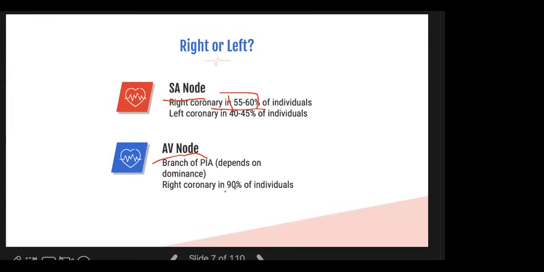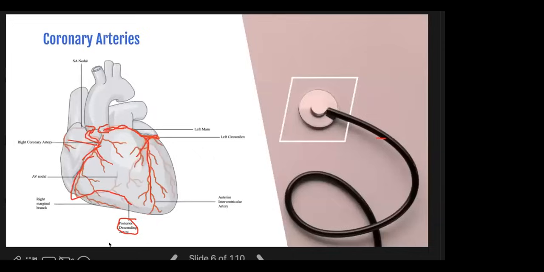The AV node, however, is 90%. And we'll go back and I'll show you why, and it'll make sense anatomically. So as we said before, this is the right coronary artery, and this is the left coronary artery, correct? So essentially, this is the SA node, and this is the AV node. This is where the structures will be in the right atrium. So this is the right atrium.